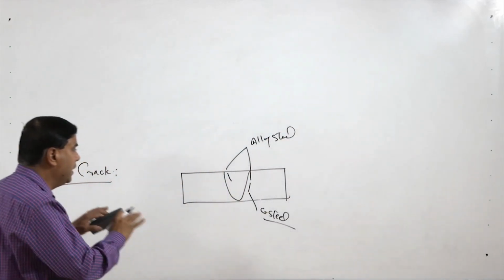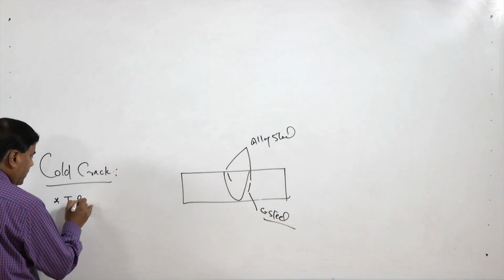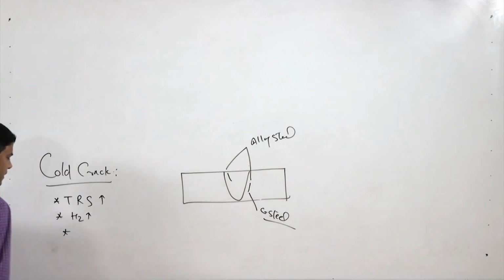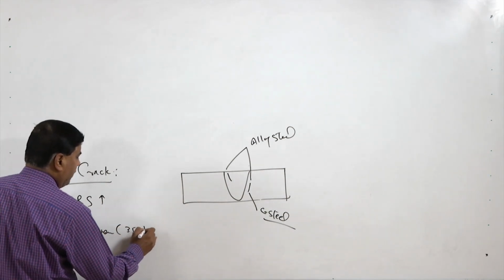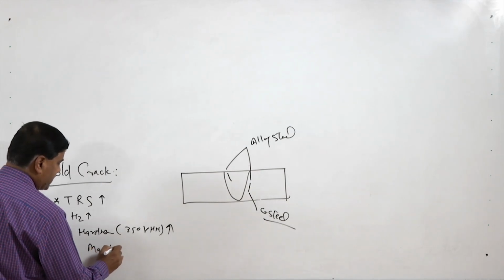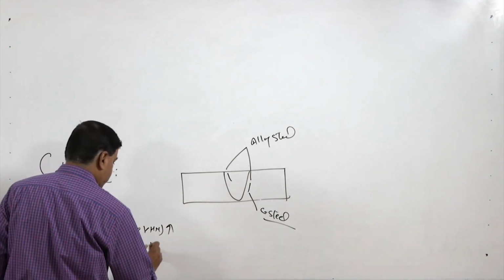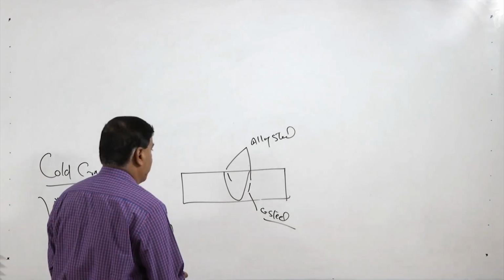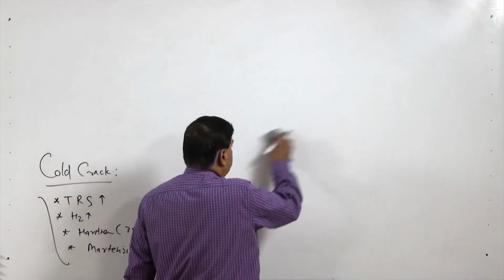The things that are needed for such kind of cracking are, like, the presence of the tensile residual stresses, 1; hydrogen concentration, 2; all these will promote the cracking tendency. And 3, higher hardness, hardness greater than 350 VHN actually promotes the cracking, and 4, the sensitive structure like martensite. So, these are the 4 factors that significantly promote the cold cracking tendency, and whenever these are present, the steels are found sensitive to cold cracking. So, what can be done to avoid these?